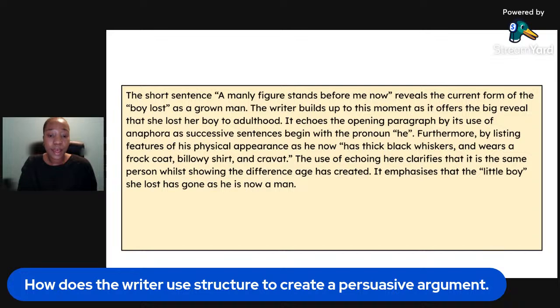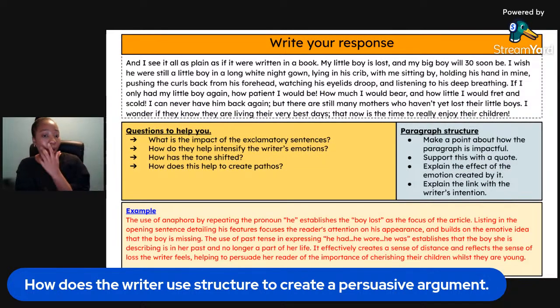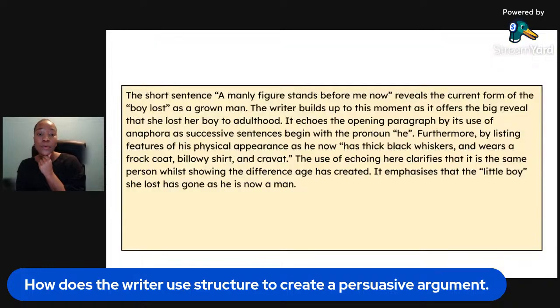So that was our final paragraph, okay, because we don't have time for any more. So if you've got any questions, you can add them.